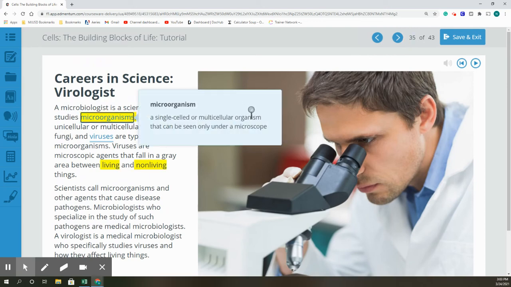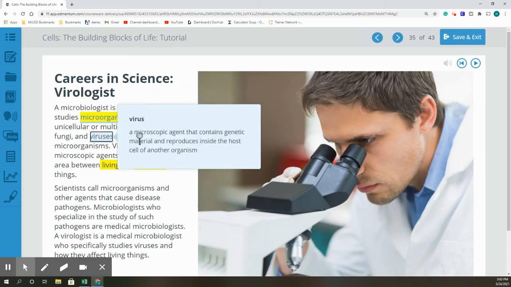Microorganisms. A microorganism is a single-celled or multicellular organism that can be seen only under a microscope. Virus. A microscopic agent that contains genetic material and reproduces inside the host cell of another organism.